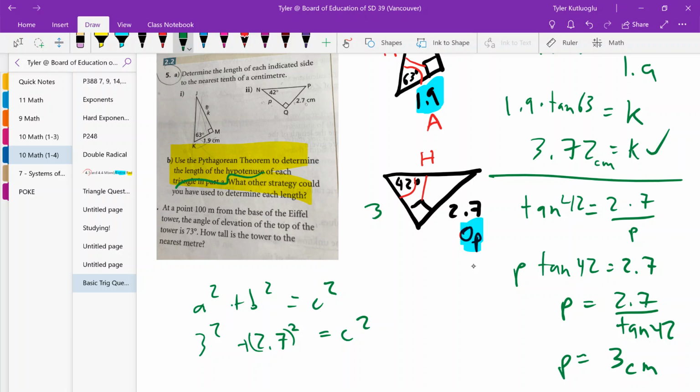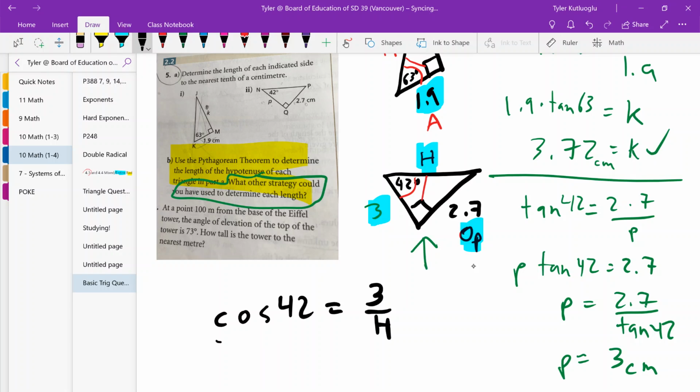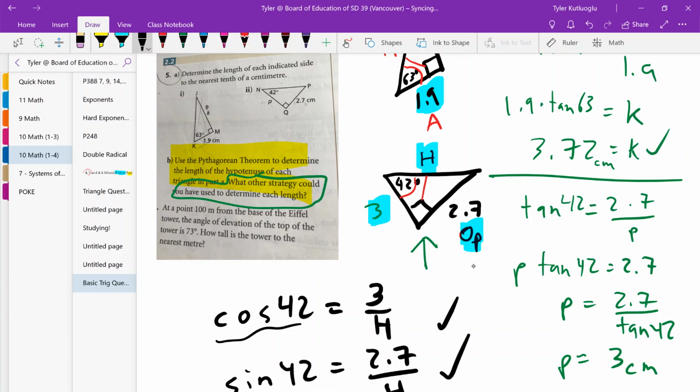It also says, what other strategy could you have used? The idea is that we could have done another trig ratio to figure it out. So what we could have done is we could have written, using this side and this angle, a cosine. So cosine 42 equals adjacent over hypotenuse, and then sub in our adjacent number and calculate hypotenuse. That would work as well. You could have used a sine ratio if you wanted instead. Sine 42 equals 2.7 over h. They'll both work, they'll both give you the right answer. Whichever strategy you're most comfortable with is what you should use, unless the question specifically tells you to do it a certain way. And that's it.